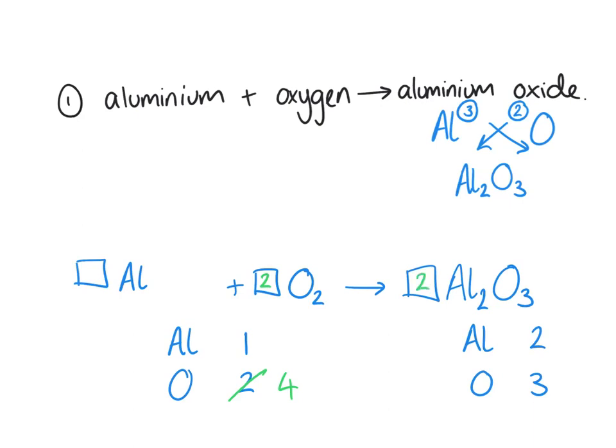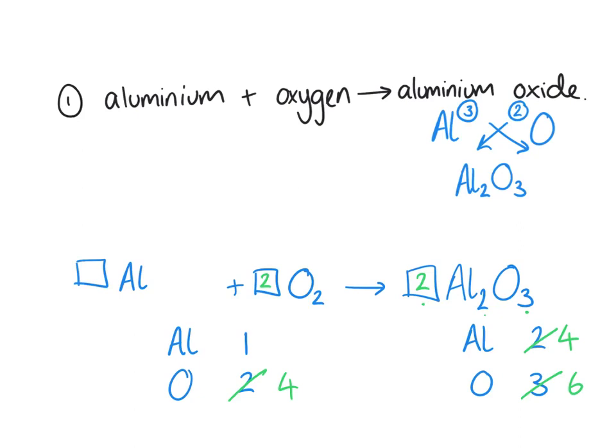But again, remember to update your list each time. So now I've put a 2 in the third box. I now have 2 times 2 aluminiums, which is 4. And then I have 2 times 3 oxygens, which is 6. Remember, it multiplies and not just adds on. Okay, so we're getting closer now. And you can see that I have 6 oxygens on the right.